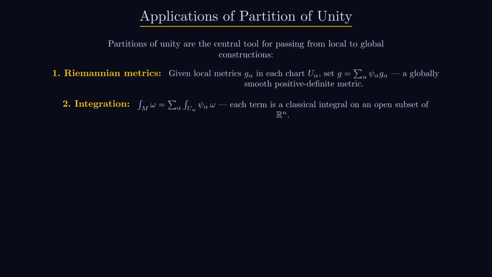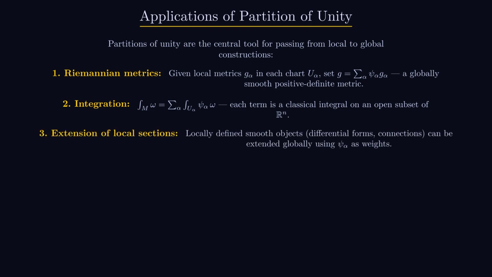The same idea carries over to integration on manifolds. The integral of a form omega over M equals the sum of integrals of psi_alpha times omega over each U_alpha. And each term is a classical integral on an open subset of R^n. And more generally, this is how we extend local sections. Locally defined smooth objects, differential forms, connections, can be patched together globally using the psi_alpha as weights.